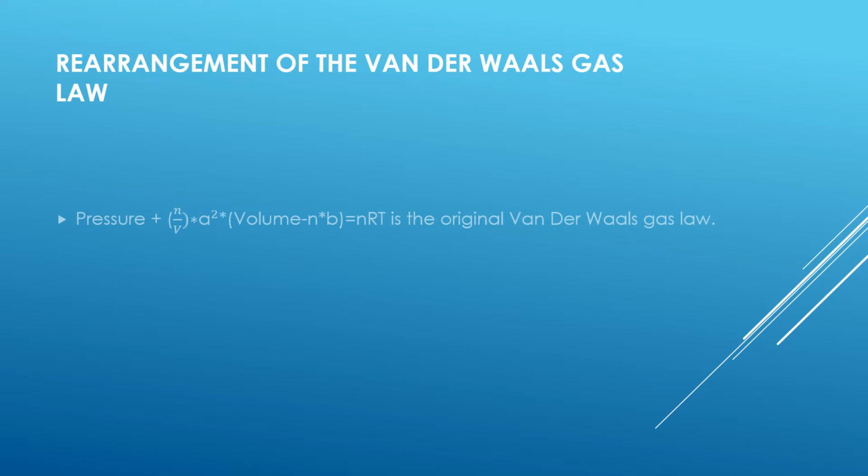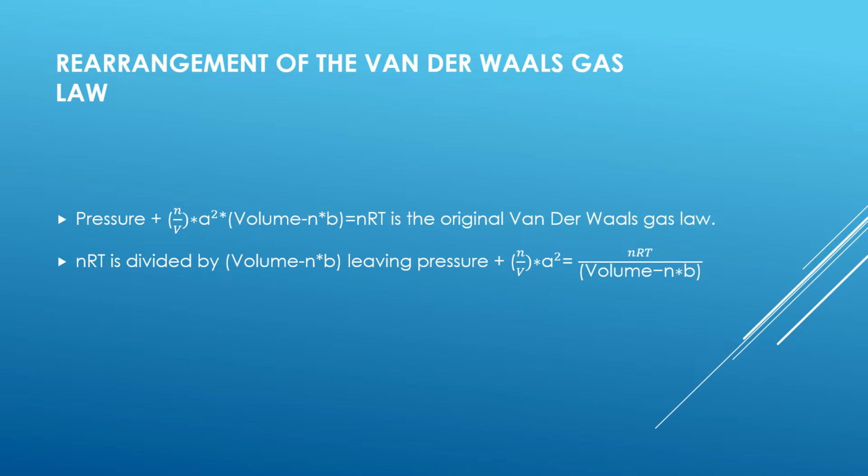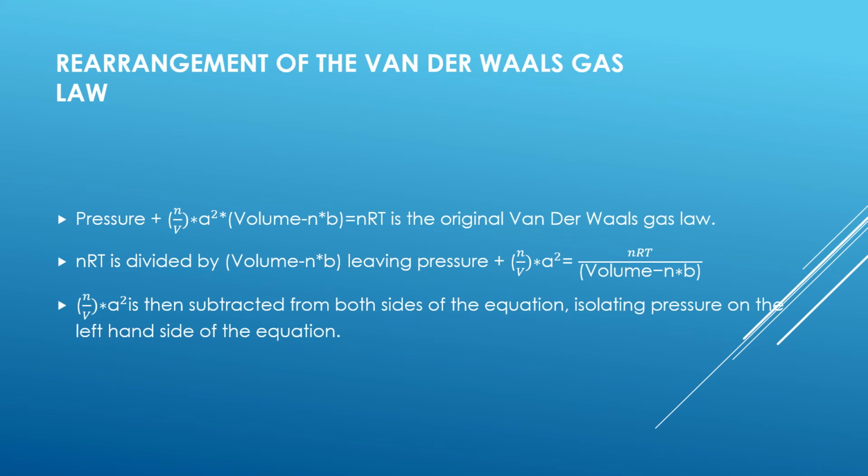We need to rearrange the van der Waals equation before we can obtain the pressure. nRT is divided by the volume minus the moles of gas times constant B, yielding pressure plus moles over volume squared times constant A. This is equal to nRT over volume minus moles times constant B. Moles over volume squared times constant A is subtracted from both sides of the equation, isolating pressure on the left-hand side. This gives the final equation: pressure is equal to nRT divided by volume minus moles times constant B, all minus moles over volume squared times constant A.